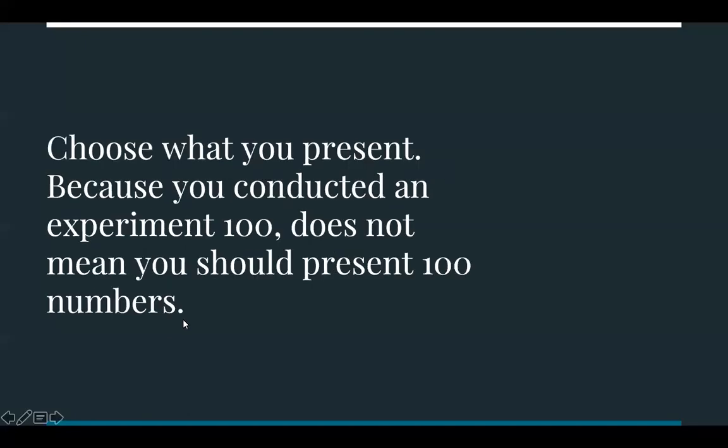You also want to choose what you present. If you conducted 100 experiments, it doesn't mean that you have to create a table with 100 rows of results. Think about how to summarize your results. Can you use your mean? Can you use a median? Can you use a standard deviation to present your result? So think about what is the best way to present your results?